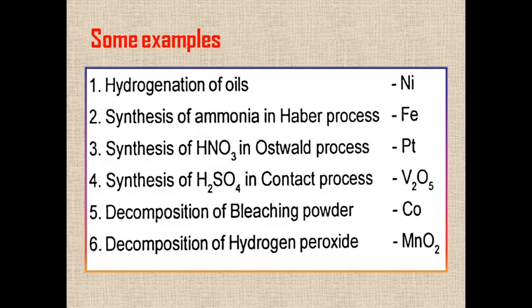Some examples of catalytic substances: nickel is a d block element which can be used in hydrogenation of oils. Iron can be used in synthesis of ammonia in the Haber process. Platinum, synthesis of HNO3 in the Ostwald process. Synthesis of H2SO4 in the contact process uses vanadium pentoxide. Cobalt can be used in decomposition of bleaching powder, and manganese dioxide can be used in decomposition of hydrogen peroxide.